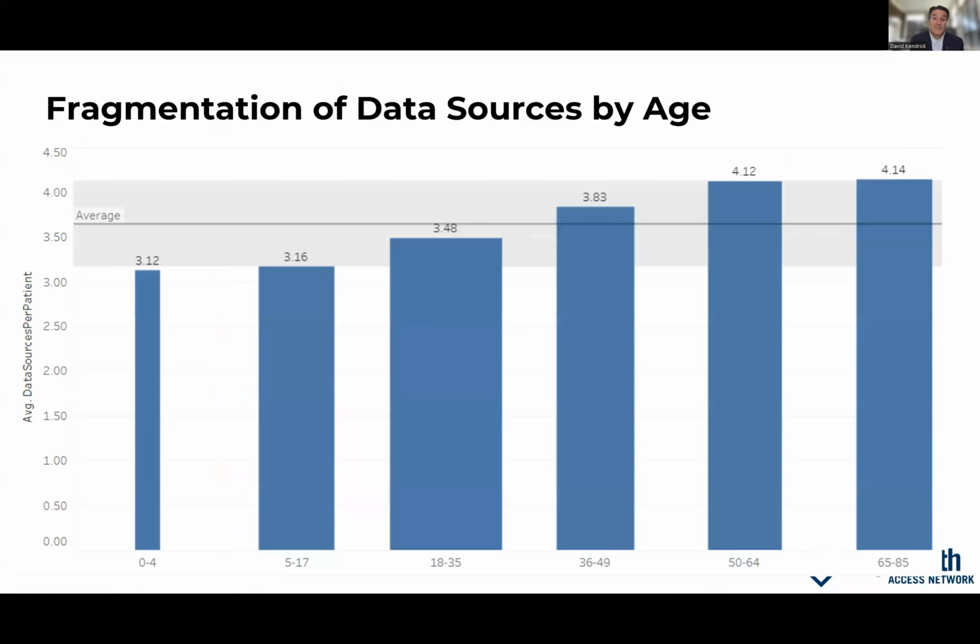Now, if we look at it from the patient's perspective, this is how fragmentation of health data occurs by age group over time. You can see, which is probably pretty obvious, that fragmentation increases as we age because we get more illnesses, we see more providers, and our records are in more locations. But also, and I think this is one of the most important things to point out here, there's no time in a person's life where there's not fragmentation of their data. Even at the young age of 0 to 4, on the far left, on average, medical records exist in 3 places.